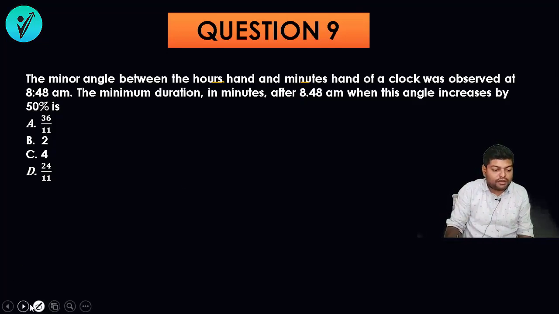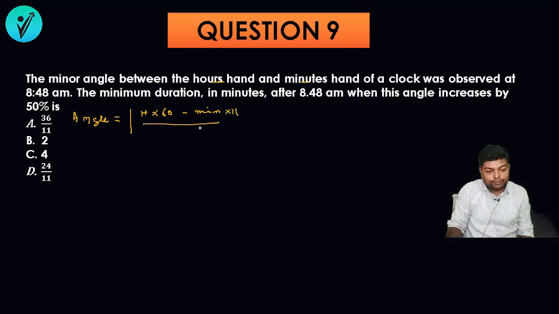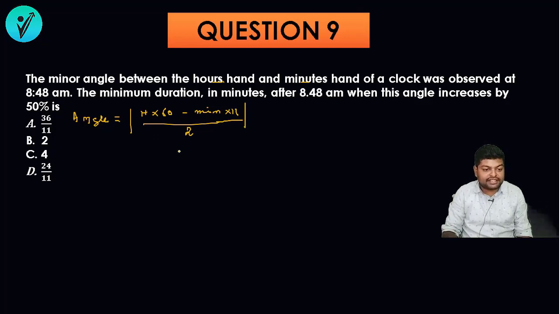So either you can do that way, okay, or if you know the formula of angle, you can use that also. What's the formula for angle? We have angle is given by, it will be mod of hours into 60 minus minutes into 11 upon 2. And this value is inside a mod function. Okay, always remember this value is inside a mod function. So mod will always give you a positive value. Just this is what you have to keep in mind.